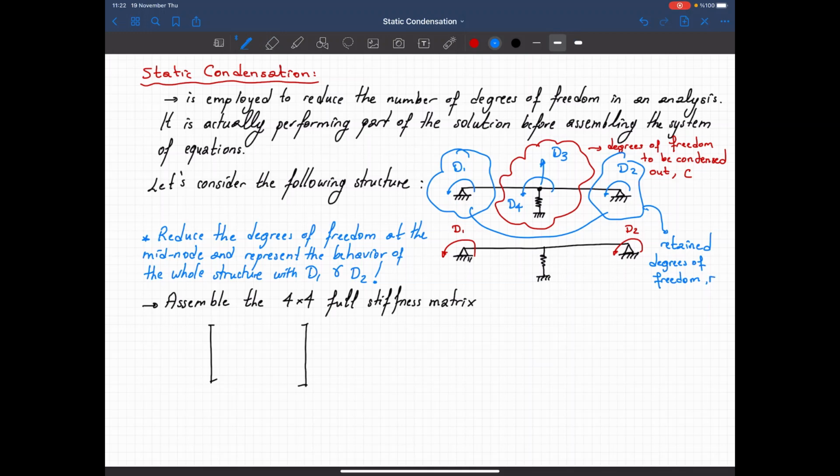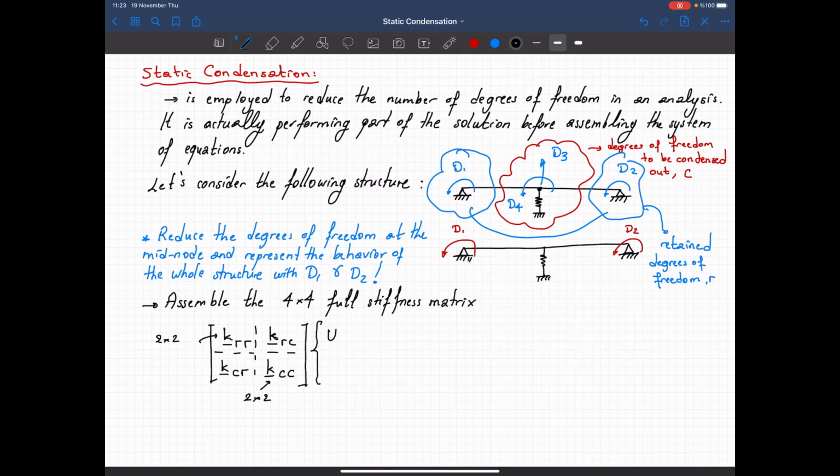Okay, now when you assemble the stiffness matrix, the first 2 degrees of freedom are the ones that I want to retain, and the 3rd and the 4th degrees of freedom are the ones that I want to condense out. So I will partition the stiffness matrix as follows. Here I have the stiffness coefficients for the retained degrees of freedom. Here is the stiffness matrix for the condensed degrees of freedom, and I have the coupling terms here. Okay, and remember that this is 2 by 2. In this specific example, this is 2 by 2.